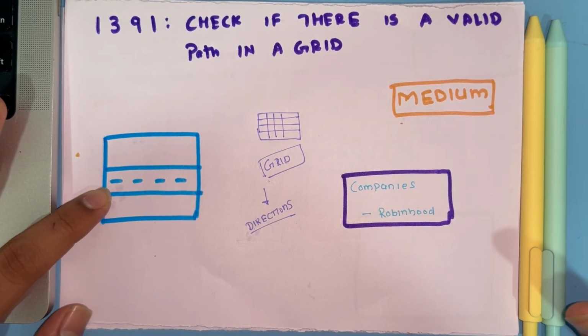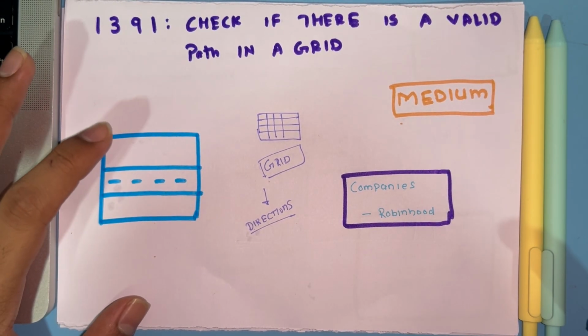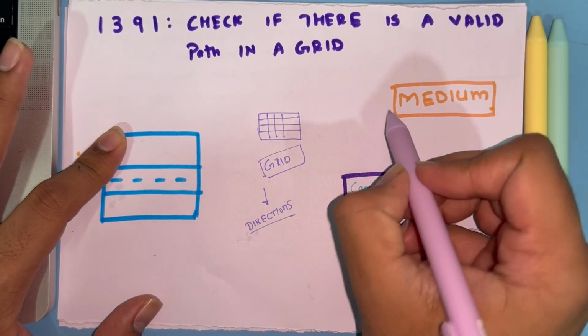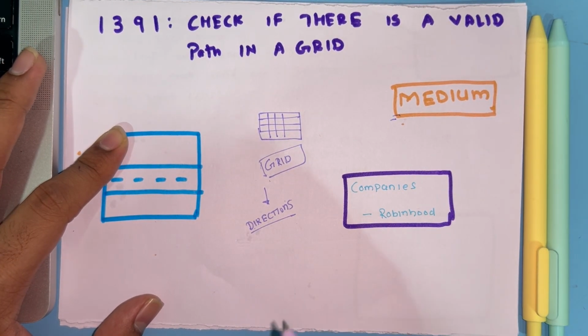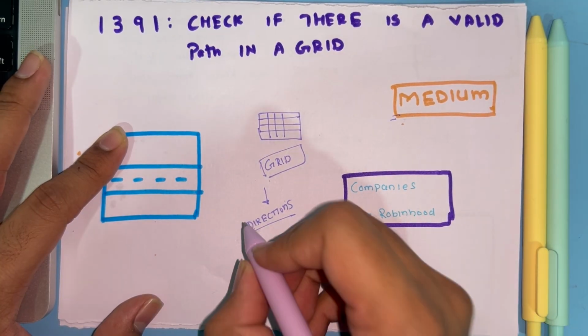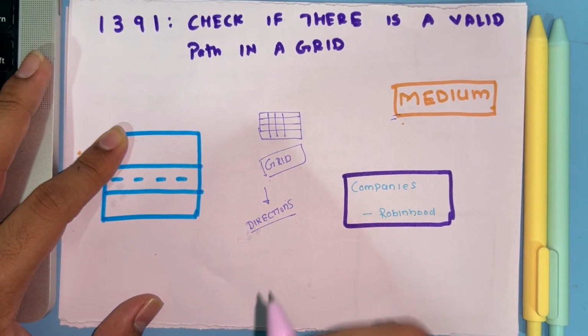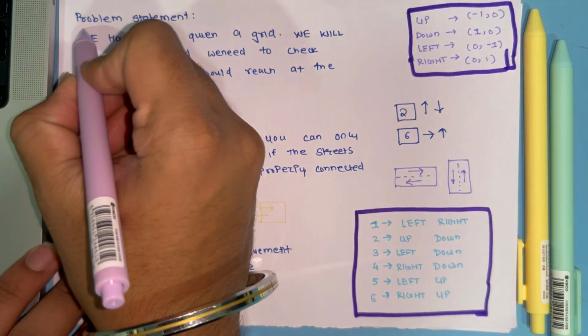Today's problem is 1391, Check if there is a valid path in the grid. It has been marked medium on LeetCode. It is basically a grid plus directions problem, but the constraints in which we are moving are quite different and interesting. So let's go through the problem statement.